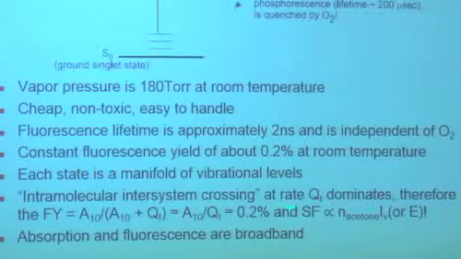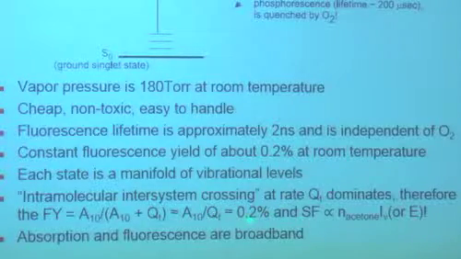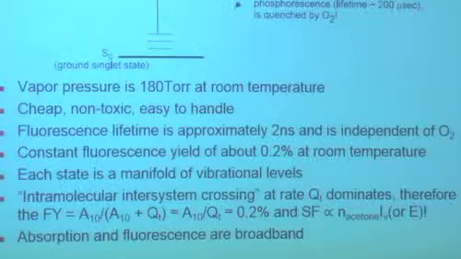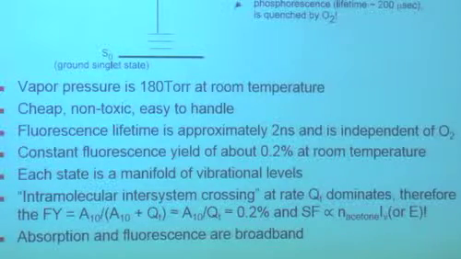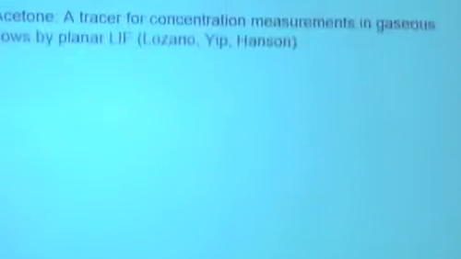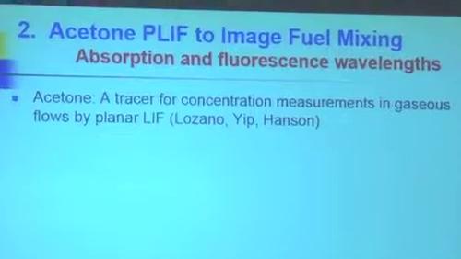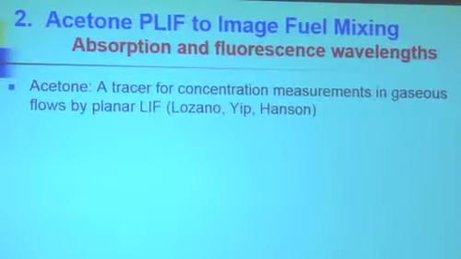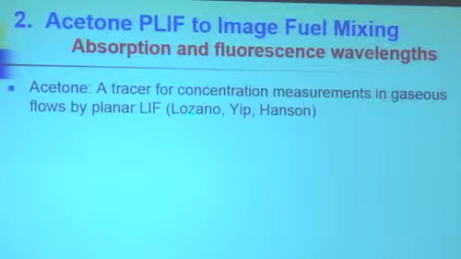So instead of having a fluorescence quantum yield of 10 to the minus 3, 10 to the minus 4, 10 to the minus 5, it's not too bad. 2 times 10 to the minus 3. Because you can put in a lot of acetone. It's not 10 ppm. I mean, you can put in more. So this is a really good thing, and people now have used it around the world. Lozano was the student, Brandon Yip was a postdoc from Yale.